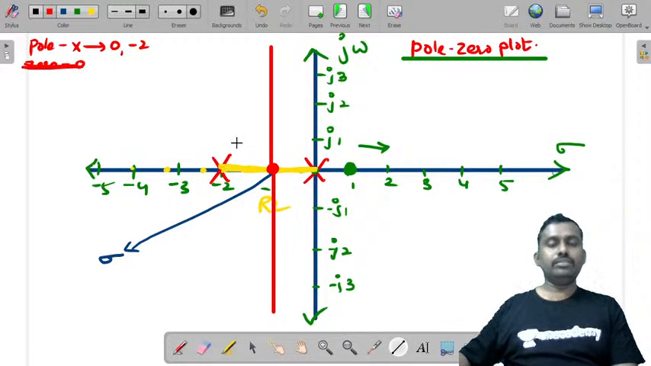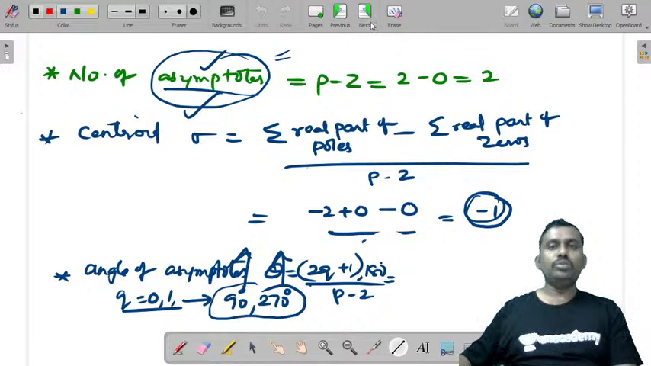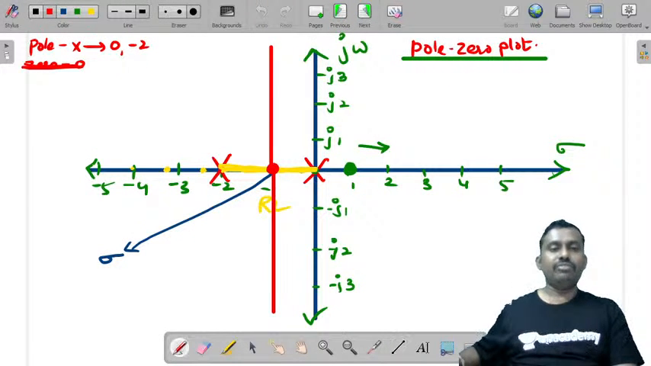So this is the number of asymptotes, their centroid and angle of asymptotes. Now we have two poles. As I told you, if you observe here, we have two poles and there is a root locus between them. Every root locus starts at a pole and ends at a zero, but we have two poles adjacent to each other. That means there should be a breakaway point. Here comes the breakaway point.